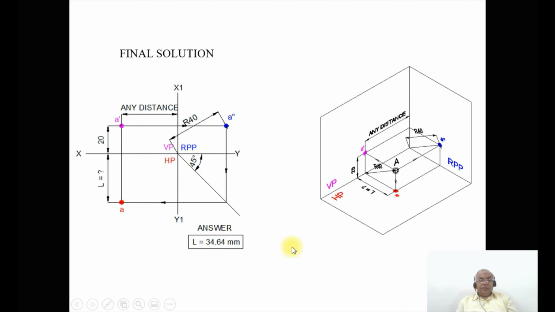This is how you will be able to analyze the shortest distance problem in first quadrant when the shortest distance is given as 40 and also when the distance of the point is above HP by 20 mm. This is how you will be able to arrive at the solution.